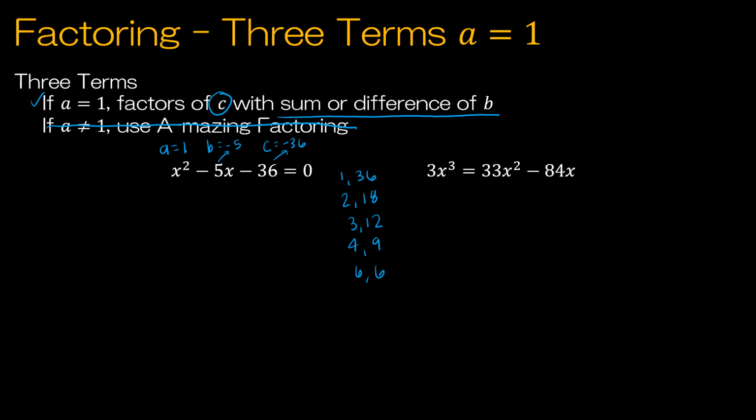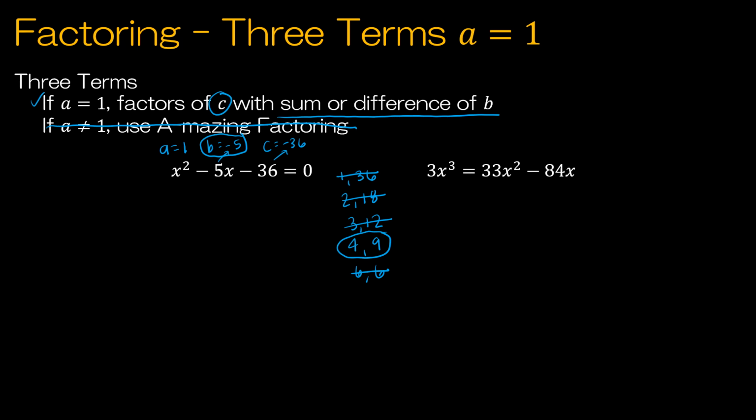I need their difference to be 5. I actually need their difference to be negative 5, but for now I'm not worried about the negatives. So the difference between 1 and 36 is 35. Between 2 and 18 is 16. Between 3 and 12 is 9. Between 4 and 9 is 5. And between 6 and 6 is 0. So I know I'm going to be using 4 and 9. And now this is where the negative comes into play.